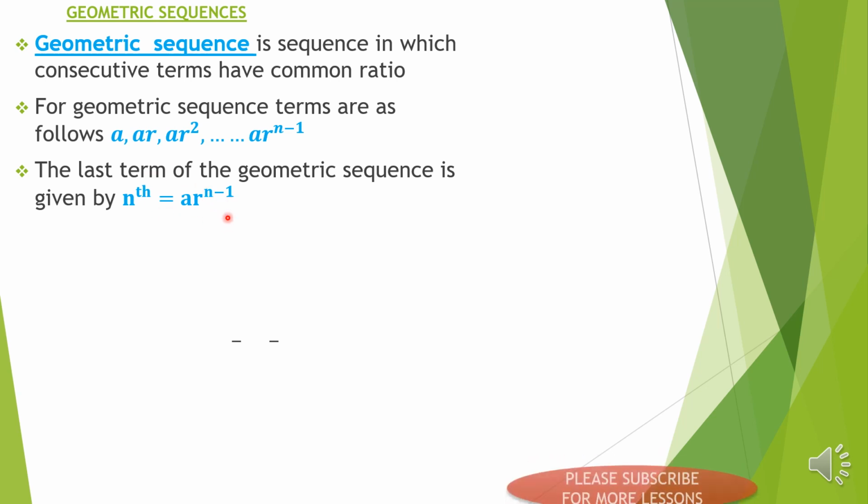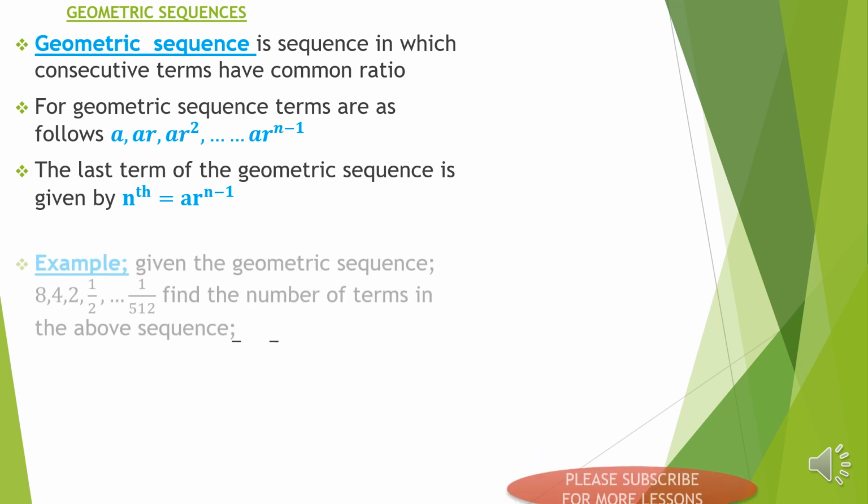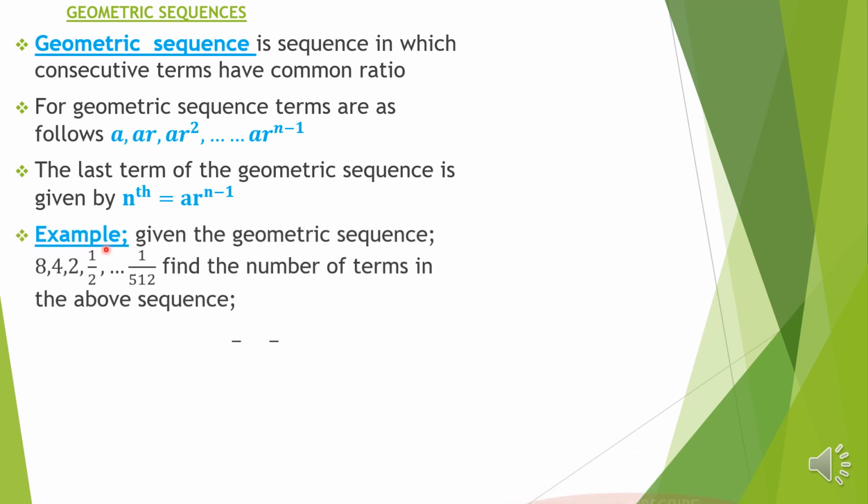So if you know the number of terms, then you can actually get that particular term that you are interested in. Now, for example, given the geometric sequence 8, 4, 2, a half, up to the last term being 1 over 512, the question says find the number of terms in the above sequence. Realize that you are given the last term here, and therefore we can easily determine the number of terms in that particular sequence. So how do we proceed? This is how we are going to proceed.